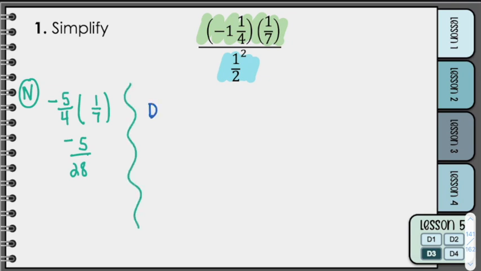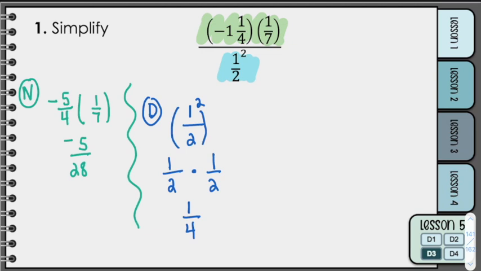That's going to give me -5 over 28 as my new numerator. Our denominator is 1 to the second power over 2. This whole thing is being squared. So we have 1/2 times 1/2 is 1/4. Now we have to do this third step, which is divide them. So we have our new numerator, which is -5/28, divided by 1/4.